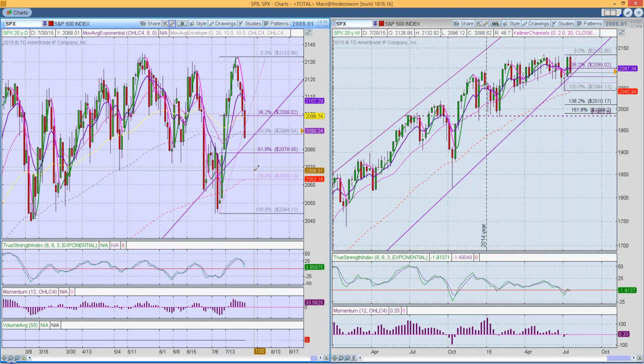And if the Fibonacci 61.8 is broken, it really increases the probability that we will get a full retracement down to the previous lows or previous swing lows.